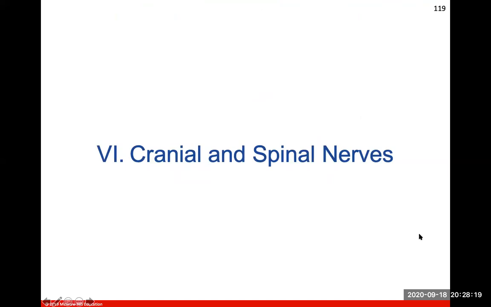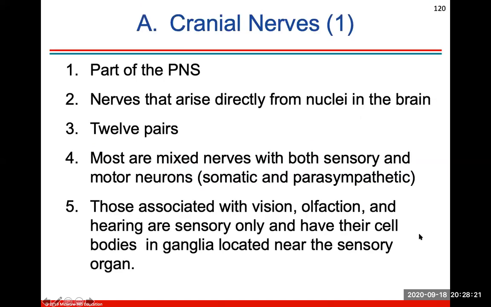The cranial and spinal nerves then, so this will hopefully be a little bit of review. Your cranial nerves are part of your peripheral nervous system. So again, the central nervous system is all of your brain and spinal cord, and the peripheral nervous system is all of your cranial nerves and spinal nerves. These cranial nerves arise directly from nuclei within the brain.